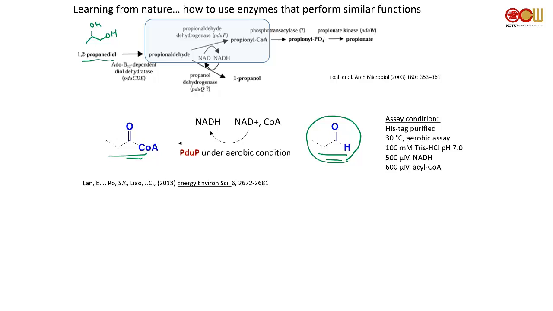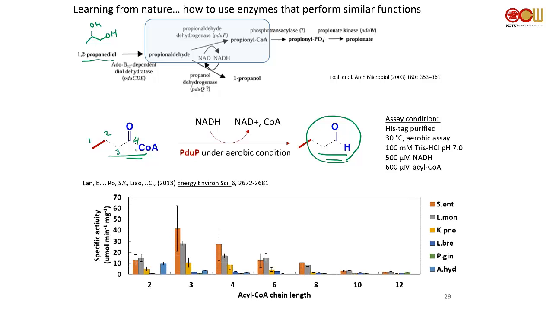What I want is this. I want to have 4-carbon and the reverse direction. Okay? So I don't care. I try this enzyme anyways. So I purify the enzyme and I test for the activity based on whether it's 2-carbon, 3-carbon, 4-carbon, 6-carbon, 8-carbon, and so on and so forth. And then I look at the activity of this enzyme.